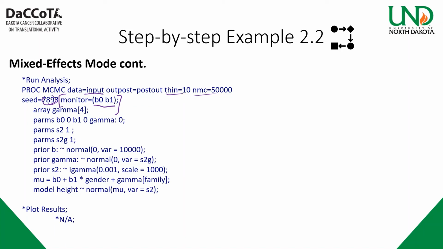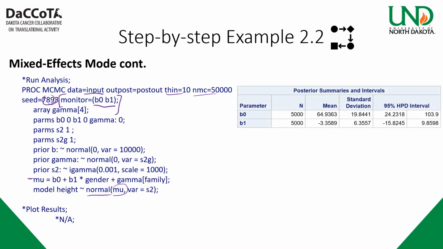So we're going to set up parameters. This is our model here: B0 plus B1 times gender, and then plus gamma, and this is the family. So each family has its own gamma, and then the model that takes the mu is height as a function of a normal distribution of mu. We're not going to really plot results here because this is more complicated. We're just going to look at the summaries, intervals, etc.